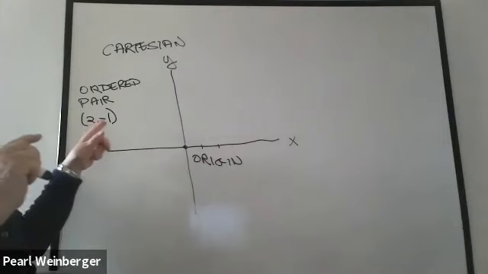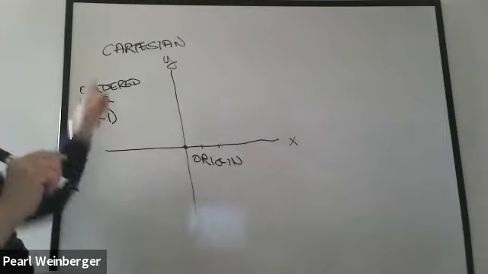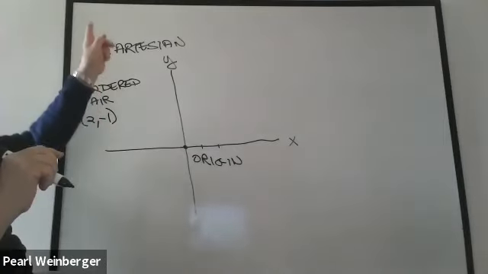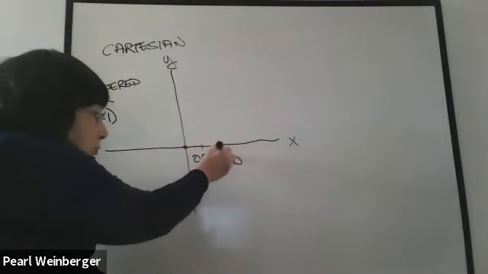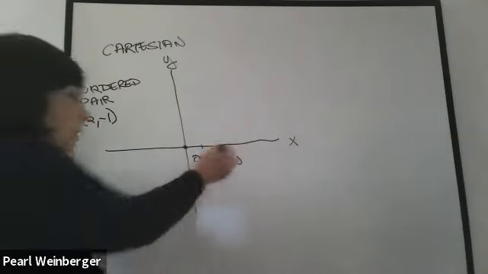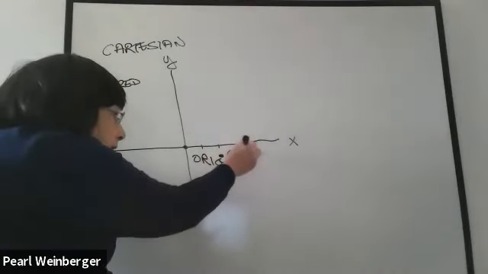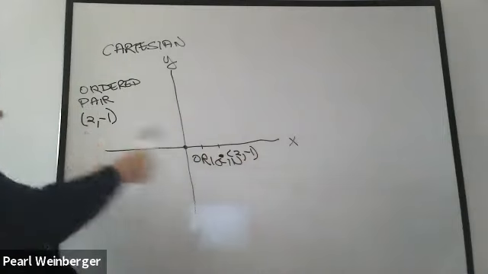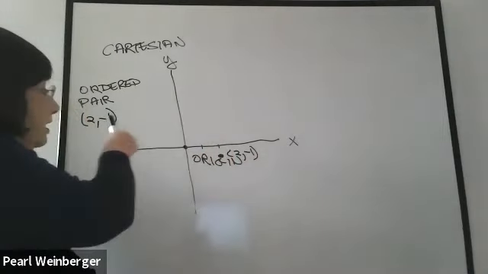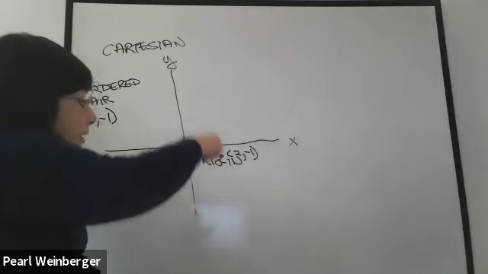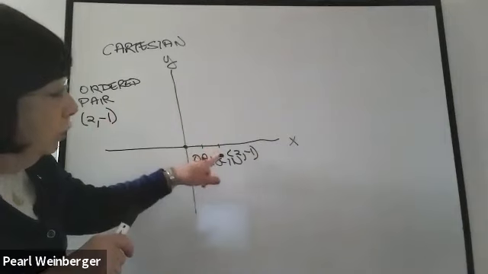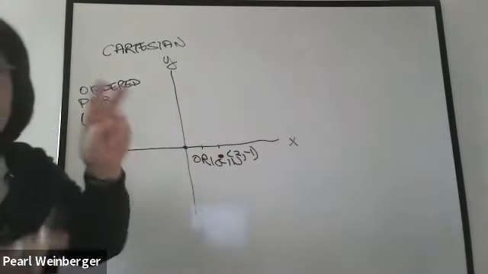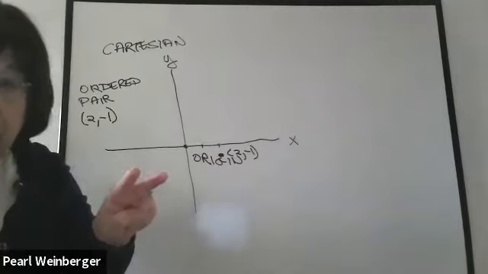That's first. The second number is the y coordinate, and that tells us how much up and down to go. If it's positive, we go up. If it's negative, we go down. So then from here, we go down 1. And this point, 2, -1, is the point that we're talking about. Notice it took me 2 steps. I had to go 2 to the right and 1 down to get to that point, but it talks about 1 point. Each point has 2 numbers associated with it.